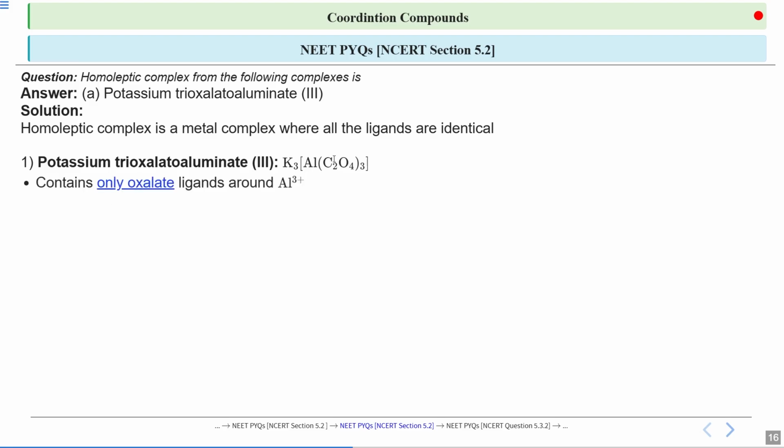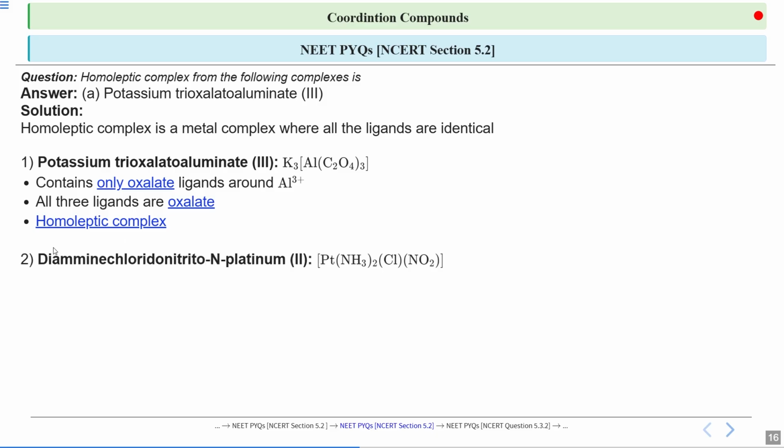It contains only oxalate ligand around the aluminium 3+, the central metal ion, right? That means it is a homoleptic complex. All three ligands are oxalate. So this is a homoleptic complex.